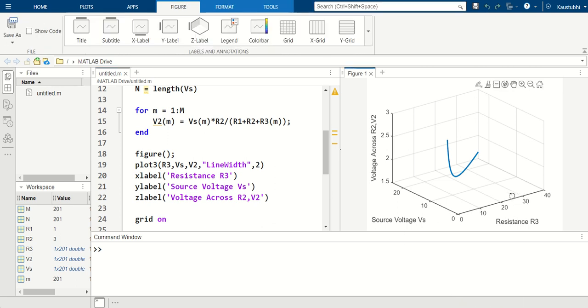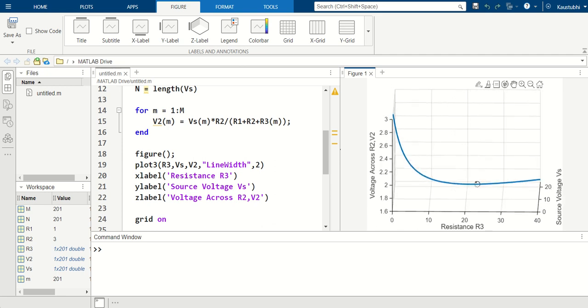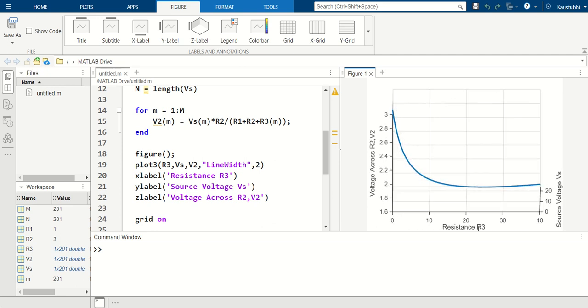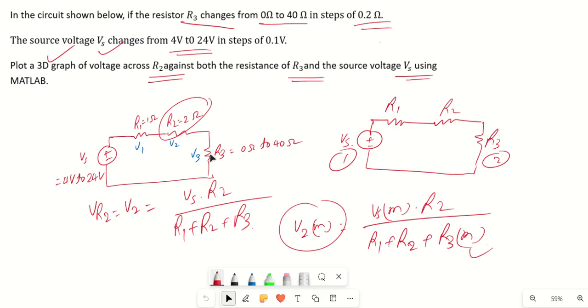Let me just tell you like this. What is going to happen? My resistance R3 is changing from 0 ohm to 40 ohm. As you can see, as my resistance is increasing, the voltage across R2 is decreasing. The same thing happens here also. If this resistance increases, the voltage remaining across this will decrease. So this is the good understanding. Got it? As my resistance R3 increases, the voltage across R2 will decrease.